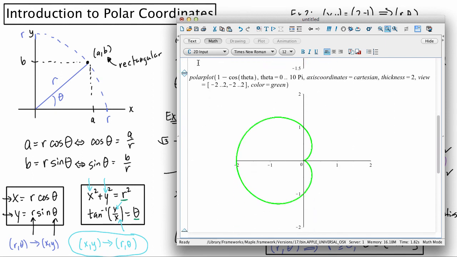Another one here is the graph of r equals 1 minus cosine theta. This particular graph is this little heart shape here. It may not seem like much, but this is a very important shape. This is called a cardioid, and in fact the microphone that I'm speaking into right now is a cardioid mic, which means that it picks up sound.